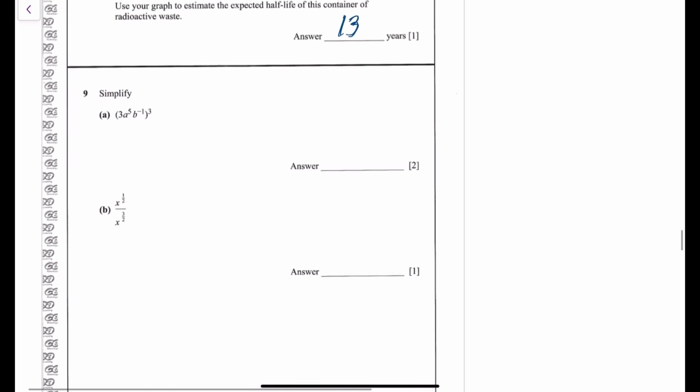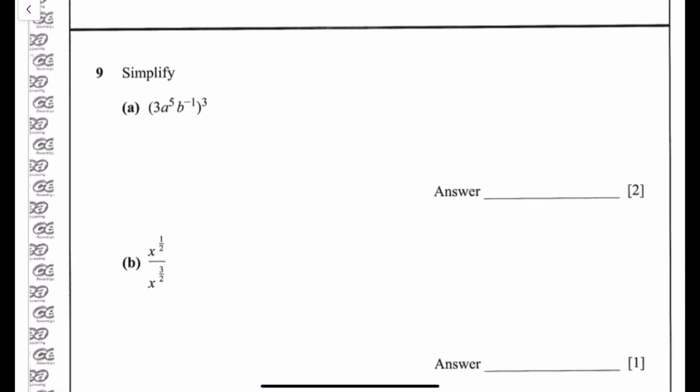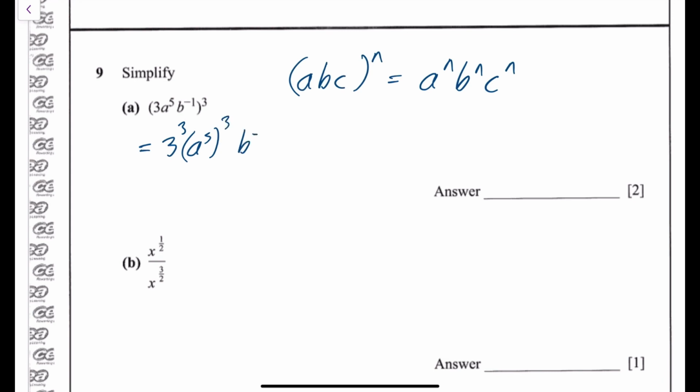Okay, next question, nice easy one here, question 9. You're cubing. This really is a fact: if you have A times B times C to the power of n, then it is A to the power of n, B to the power of n, and C to the power of n. So here you've got to do the 3 to the power of 3. You've got your A to the power of 5, it's raised to the power of 3. You've got your B to the minus 1, it's raised to the power of 3. So the numerical term, 3 to the power of 3, is just 3 times 3 times 3, 27.